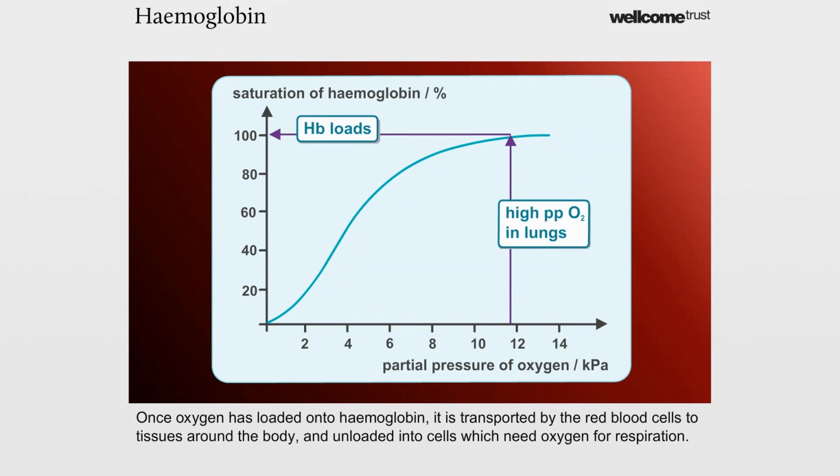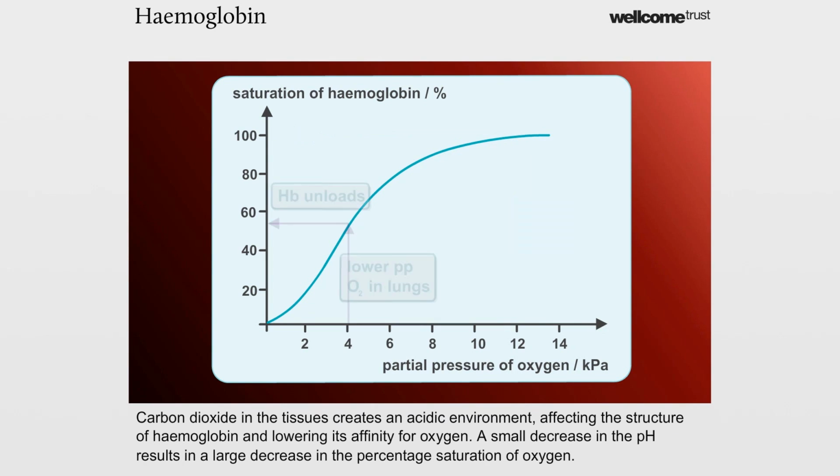Once oxygen has loaded onto haemoglobin, it is transported by the red blood cells to tissues around the body and unloaded into cells which need oxygen for respiration. Carbon dioxide in the tissues creates an acidic environment, affecting the structure of haemoglobin and lowering its affinity for oxygen. A small decrease in the pH results in a large decrease in the percentage saturation of oxygen.